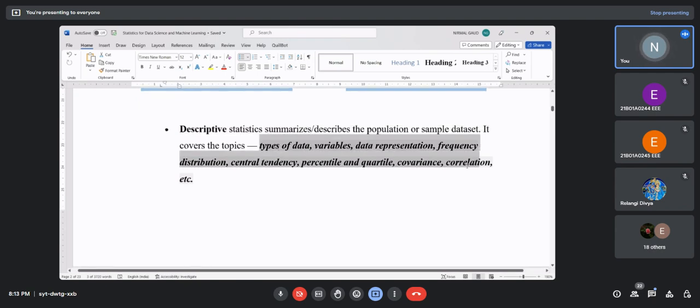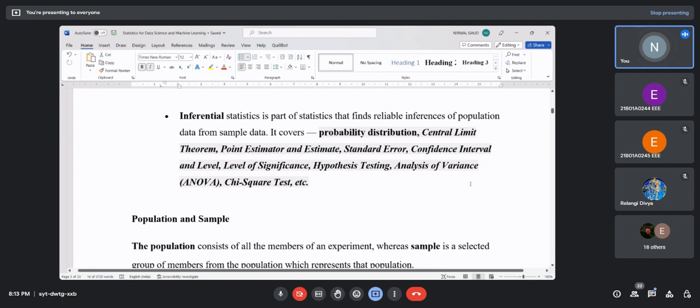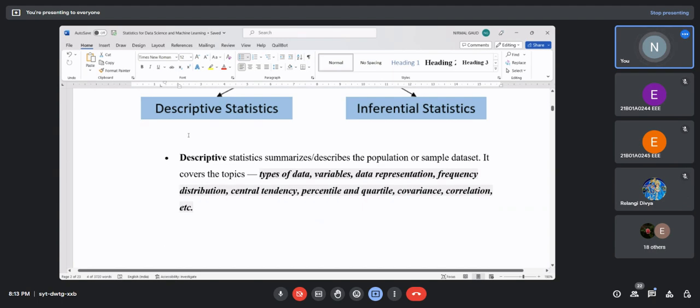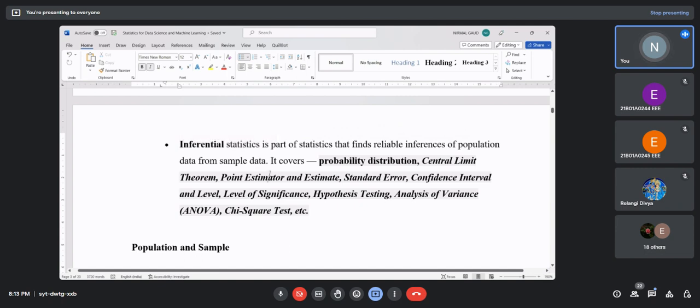And here are the topics present in the description. Inferential statistics is the part of stats that finds reliable inferences about the population from the sample data. For example, it covers probability distribution, central limit theorem, hypothesis testing, etc. That means here I need to calculate something else. I am going to apply some test over the data. In descriptive analysis, I am not going to apply any kind of test over the data, but in the case of inferential, I need to apply some test.